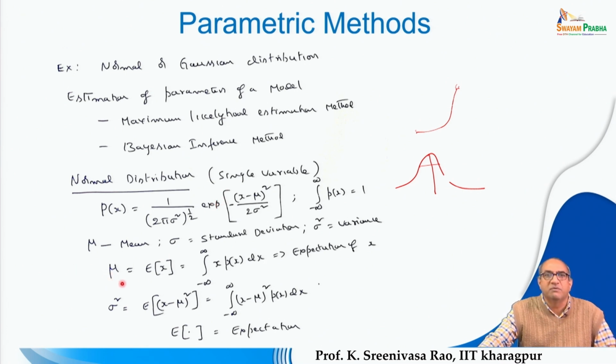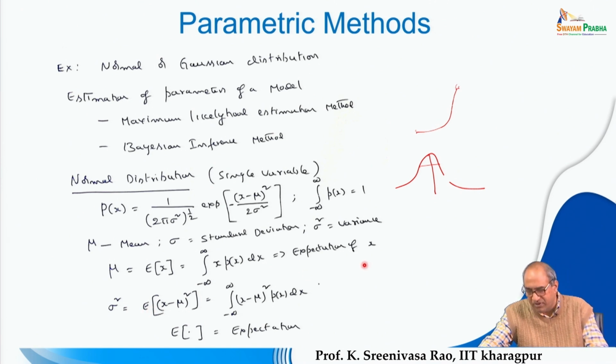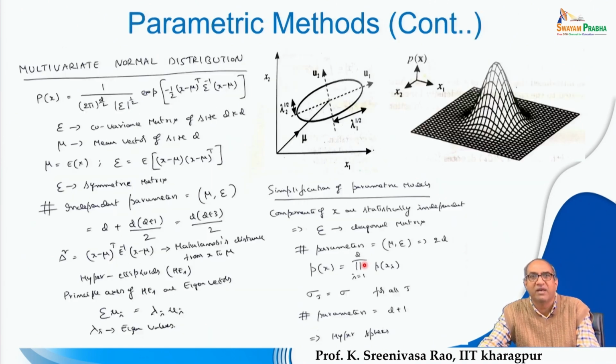So the mu can be estimated using expectation. All of us will be aware of this: given a probability density function, if you want to find E of x, expectation is nothing but integral of x p(x) over the limits. And similarly the sigma square can be estimated using the squared deviation centered around the mean, that is, expectation of (x minus mu) whole square. This is the way you can compute the parameters for a single variable.